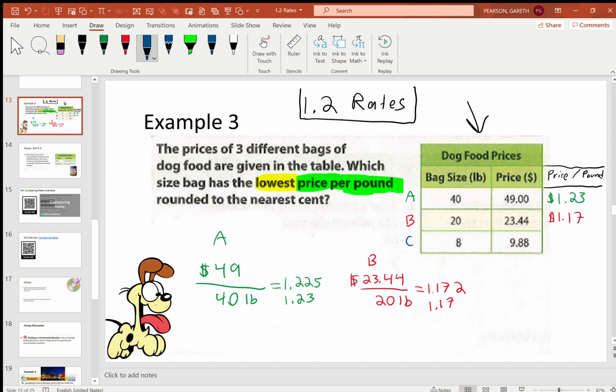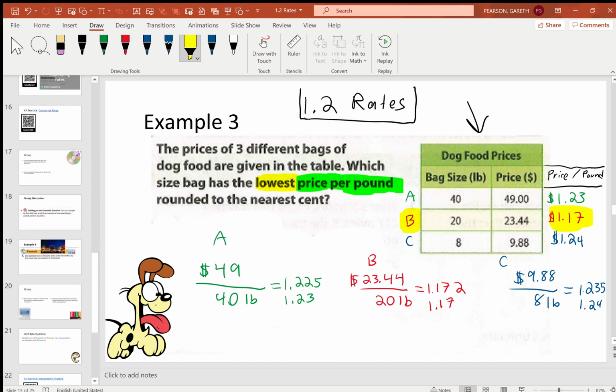Now when we go ahead and we do option C, money divided by pounds. So money is $9.88 divided by 8 pounds. Let's use the calculator. 9.88 divided by 8. That gives us, for option C, 1.235, which we can round up to $1.24. So this one costs $1.24. Lo and behold, we have found our cheapest dog food. The cheapest dog food is the one that sells for $1.17. So the answer to this would be option B.